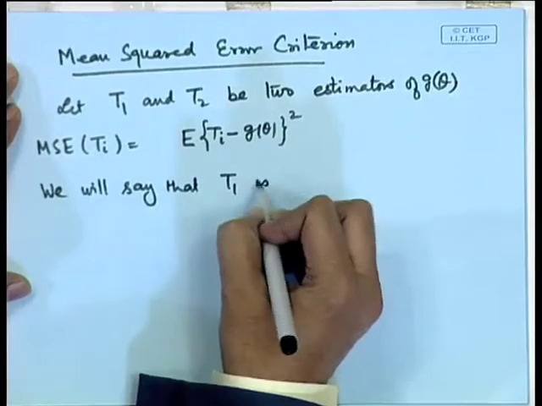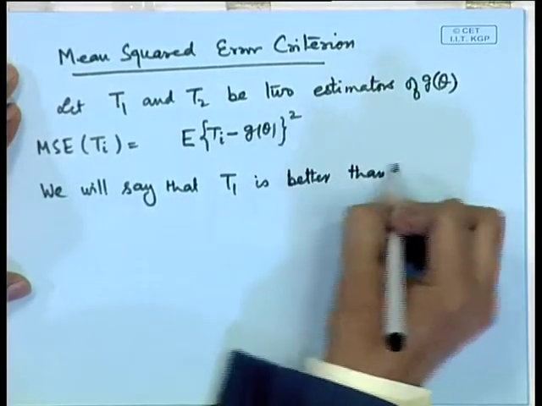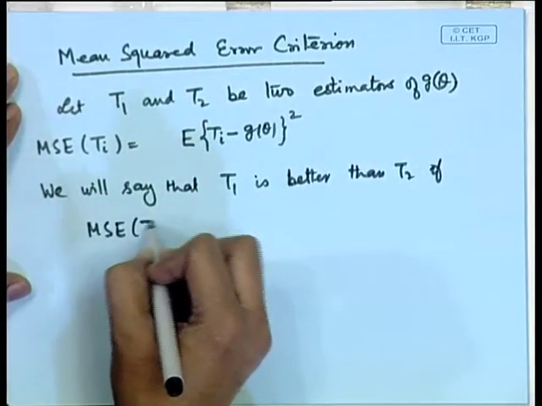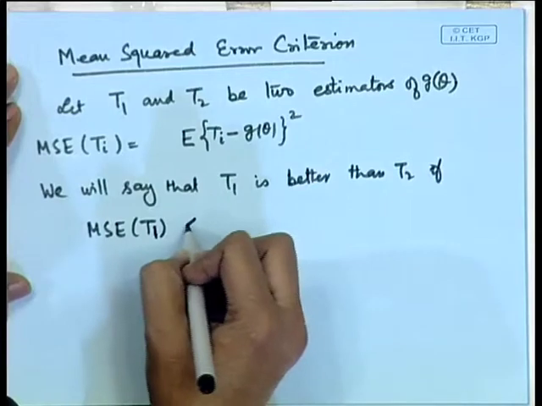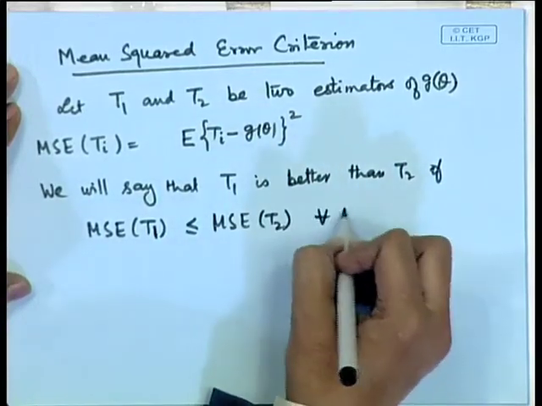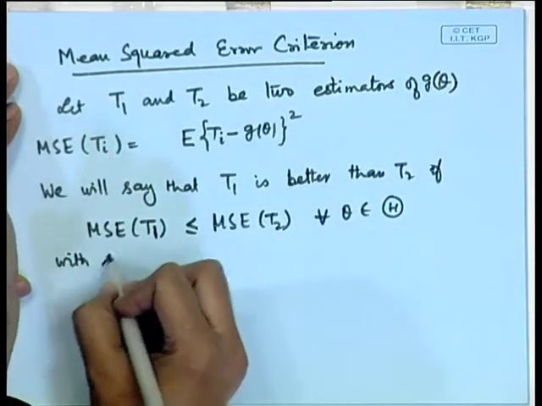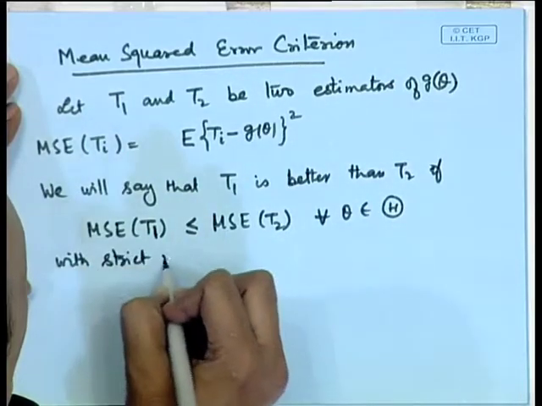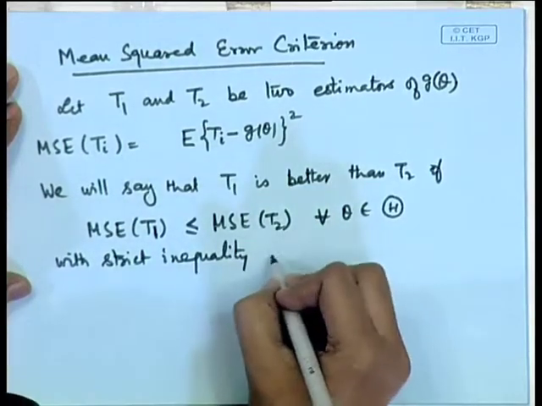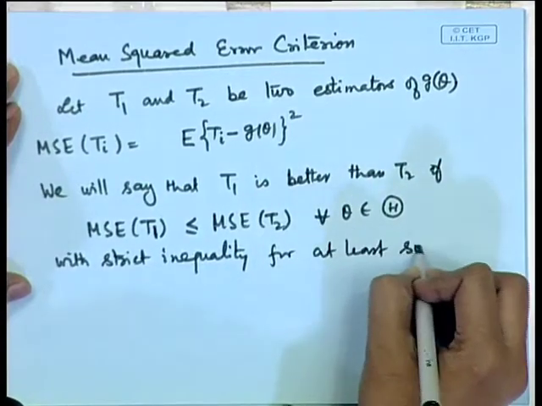T1 is better than T2 if the mean squared error of T1 is less than or equal to the mean squared error of T2 for all parameters, with strict inequality for at least some theta.